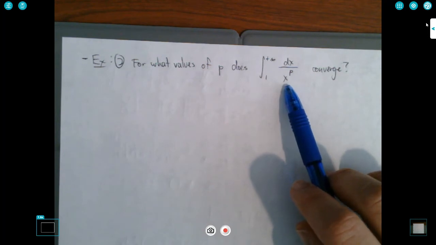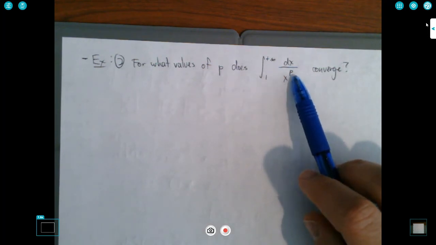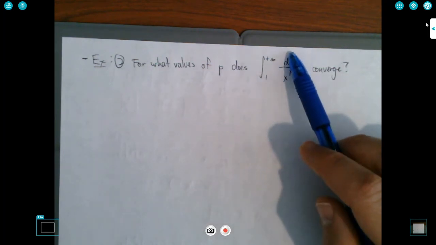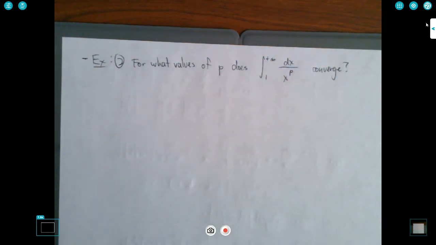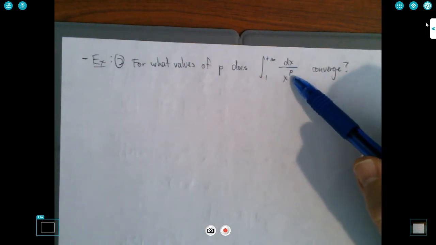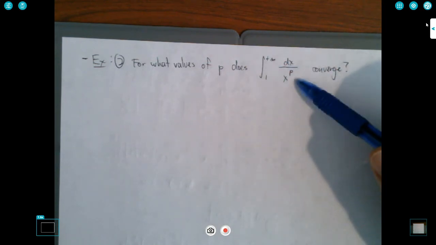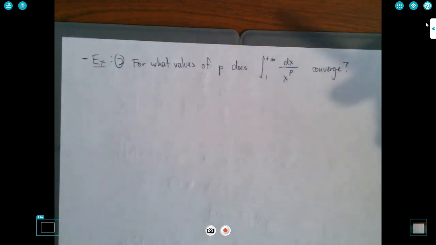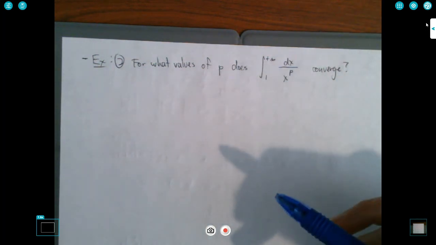Well, if p equals 1, then this is the integral of 1 over x dx, which is just ln of x, as we saw in part b of the previous example. But if p is any number other than 1, then the way we take care of this is we write it as x to the negative p, and then we add 1 to the exponent and divide by the new exponent, right?